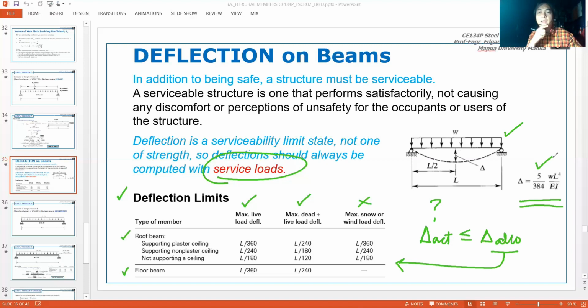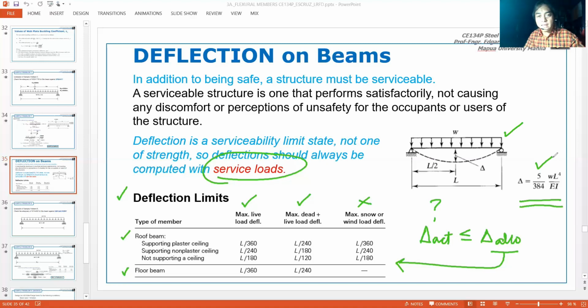What about concentrated load? A simple beam with concentrated load at the midspan is PL cubed over 48 EI. For a cantilever beam with uniform load, it is WL to the 4th over 8 EI. For a cantilever beam with concentrated load at the free end, the maximum deflection is PL cubed over 3 EI.